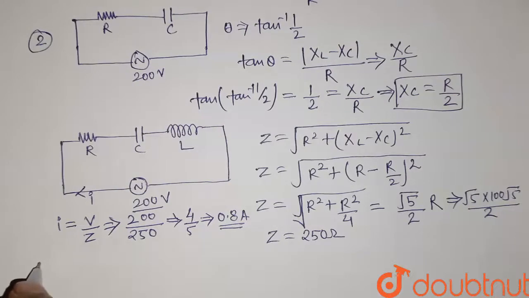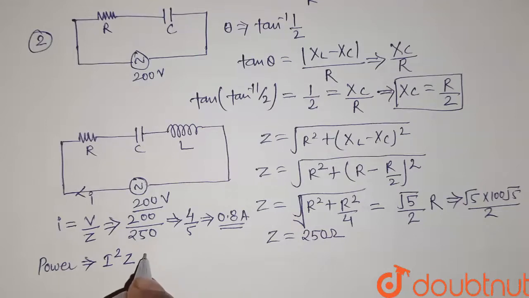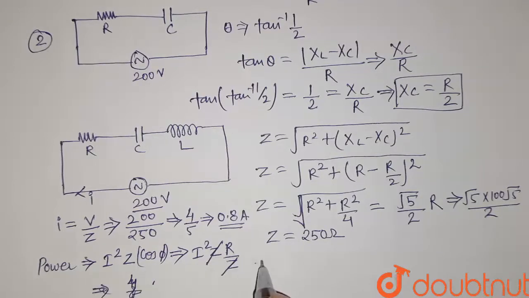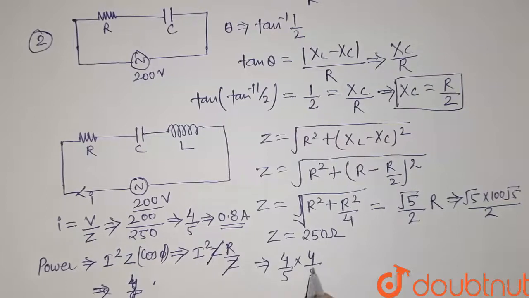Now we also have to find the power dissipated in this circuit. So power dissipated will be equal to I square Z into power factor, and power factor is cos phi. So we have I square into Z, and the power factor is equal to R upon Z. So here Z and Z will get cancelled out. The value of I is 4 upon 5 and its square into R.